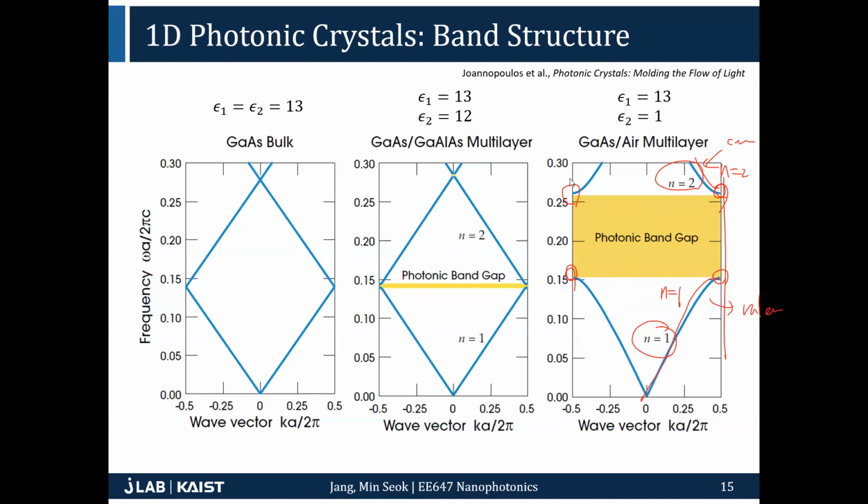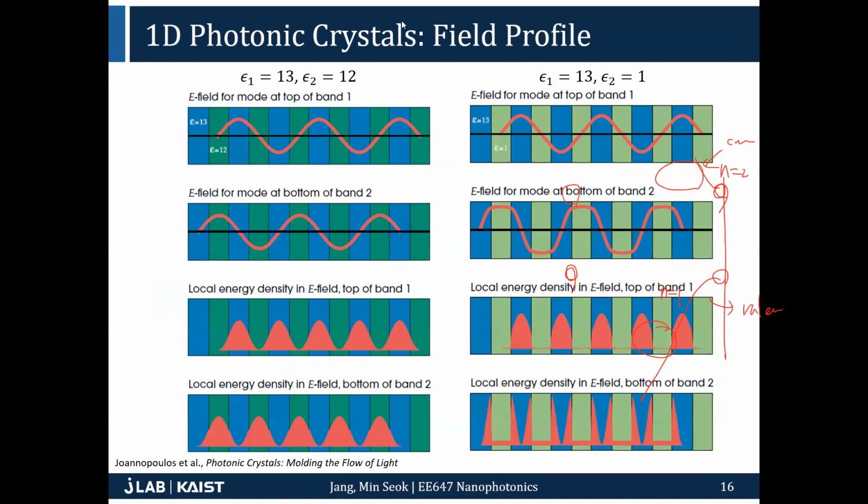So what's happening, if you look at just these two cases, epsilon 1 and epsilon 2 very similar, and epsilon 1 and epsilon 2 very different. For band 1, the lower band, if you look at the electric field profile, large amplitude appears at the high index medium, where epsilon is high.